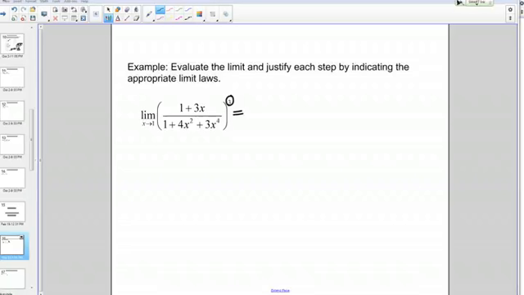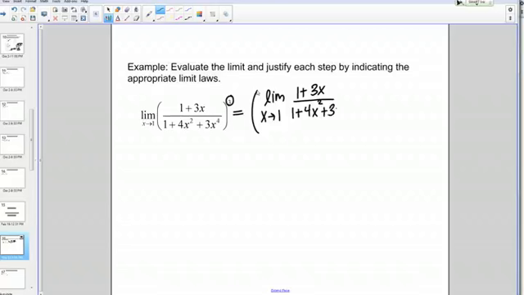The limit we have in this case is the limit as x goes to 1 of the quantity (1 plus 3x) over (1 plus 4x squared plus 3x to the fourth), and all of that is raised to the third power. The first thing I'm going to do is bring that limit inside the power. That's one of the things I can do with limit laws. So I'm going to write this as the limit as x goes to 1 of (1 plus 3x) over (1 plus 4x squared plus 3x to the fourth), all of that raised to the third power.